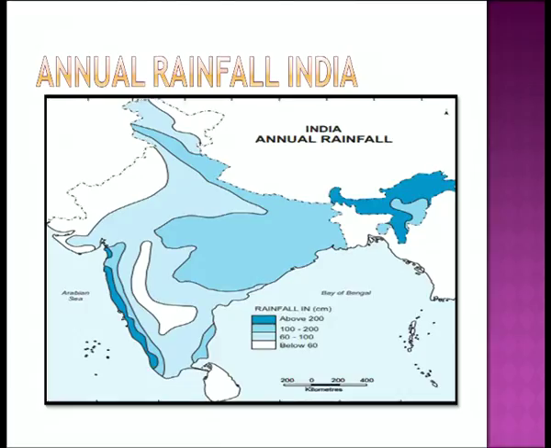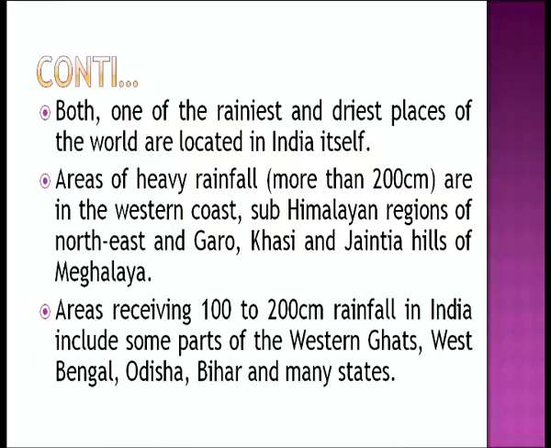This is an annual rainfall pattern of India. Both one of the rainiest and the driest places of the world are located in India itself. Areas of heavy rainfall, more than 200 cm, are in the western coast, sub-Himalayan region of northeast, and Garo, Khasi and Jaintia hills of Meghalaya.